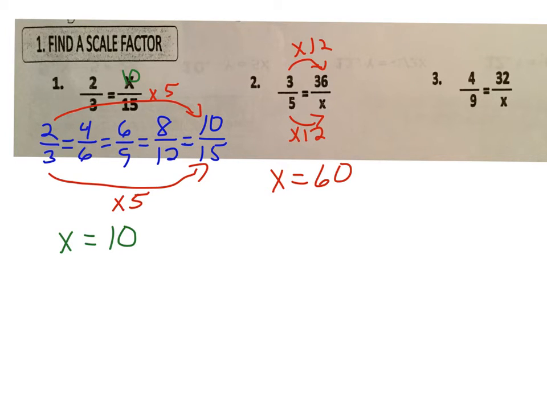So again, you're looking for your two known sides. 9, what do I multiply 9 by to get to x? So 4, what do I multiply 4 by to get the 32? In that case, I know it is 8. So 4 times 8, write your scale factor, gets you 32. So 9 times 8, x equals 72. And you write it just like these. So I want to see x equals 10, x equals 60, and x equals 72 for the final answers.